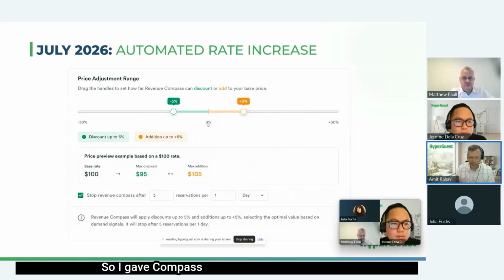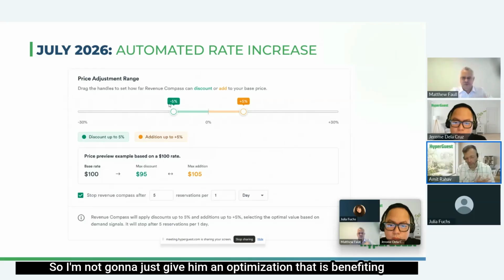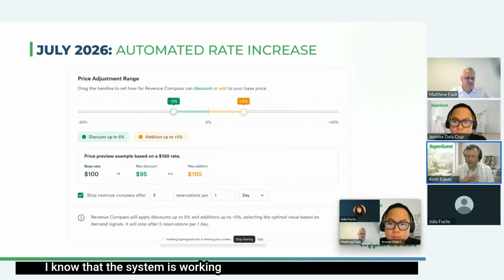So I gave Compass $100, but it can see that it can convert at 105. It will convert at 105. So I'm not going to just give him an optimization that is benefiting the partner, but also an optimization that's benefiting me. I know that the system is working for me. It will find the optimum. So the fact that I'm saying you can increase the price 5% doesn't mean it will if it's not converting. But if it is converting, it's going to go ahead and do it. So that's a small enhancement we're introducing in July.